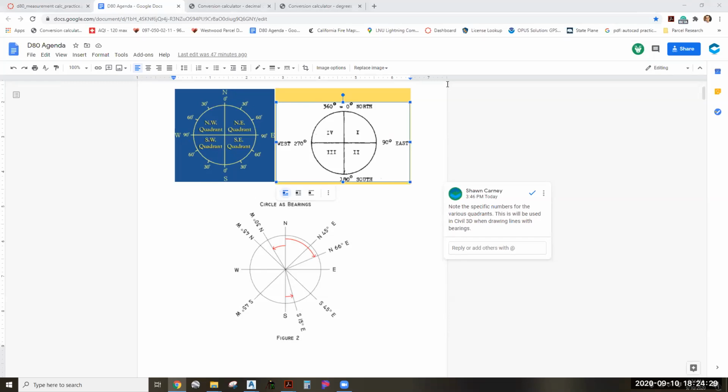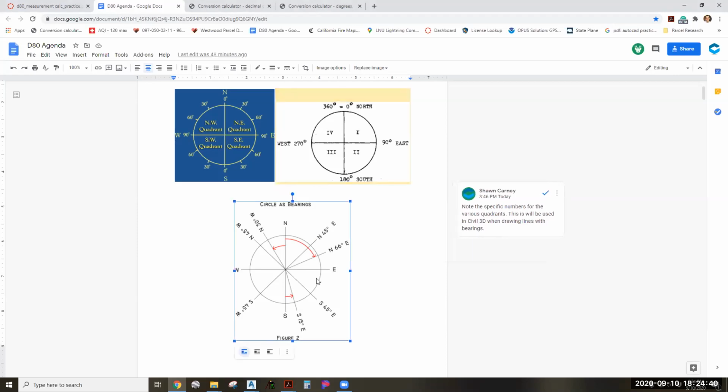No questions. Okay. So on your agenda, I've put just a simple image here for you to see exactly what I'm talking about. We're starting at either north or south and rotating either towards east or west. So you start your bearing with either the N or the S, and you end in either the W or the E, depending on the direction that your line moves.